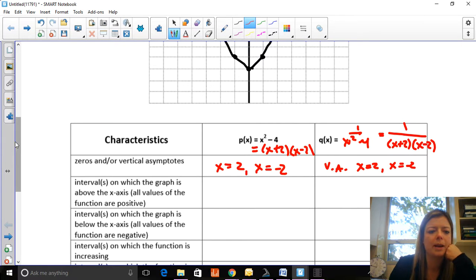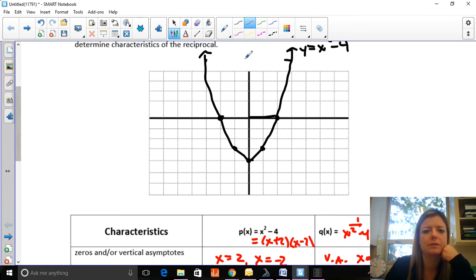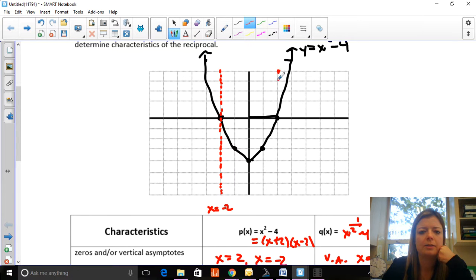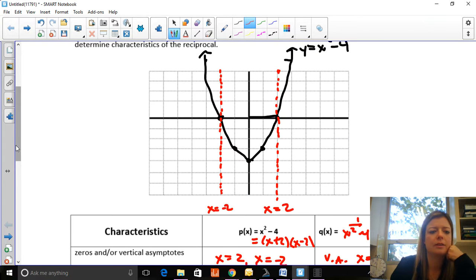So I'm going to scroll back up and sketch those on my screen. You want to label them with the equation, please, and use a ruler. I would if I could, believe me, it would look a lot nicer. Okay, so those are my vertical asymptotes.